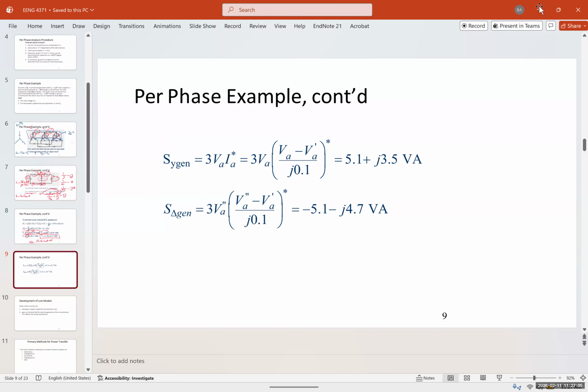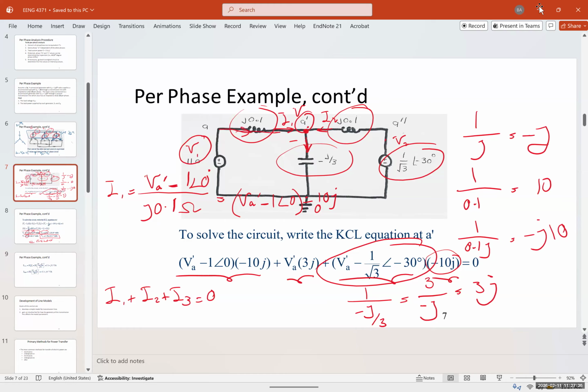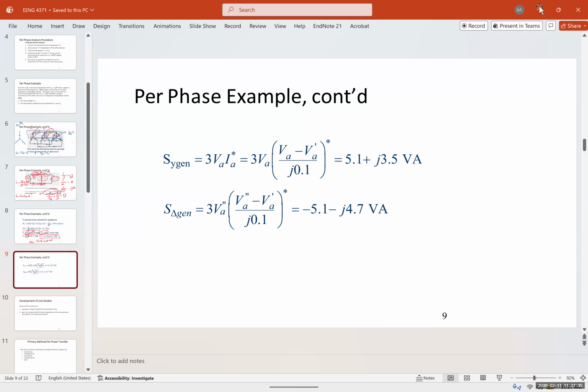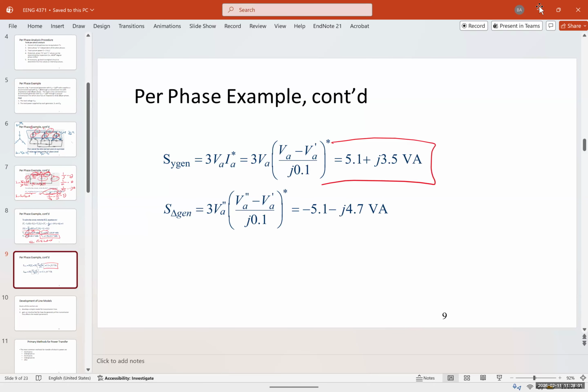Now, if we want to find each generator's power, for the Y generator, it's going to be 3 VA IA conjugate, which is 3 VA, and IA is going to be the difference between the voltage VA and VA prime over its impedance. So I can find this current IA, it's going to be VA minus VA prime over J0.1, conjugate. If I do that, I get 5.1 plus J3.5 volt amps. And for the delta, I can again use the equation, but I need to find the voltage between these two because it's the delta, and then it's 3 times that times the voltage, and gives us negative 5.1 minus J4.7 volt amp.